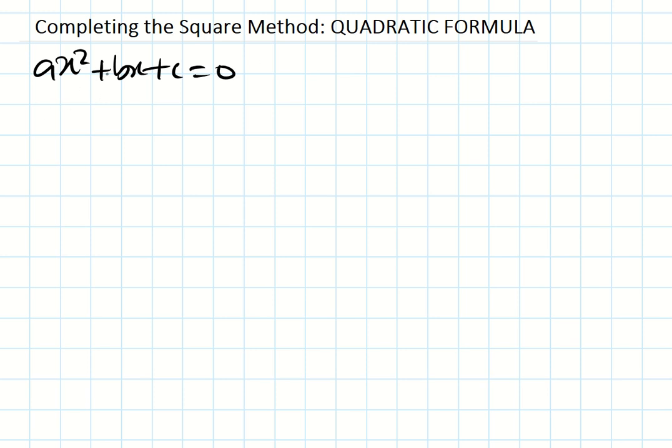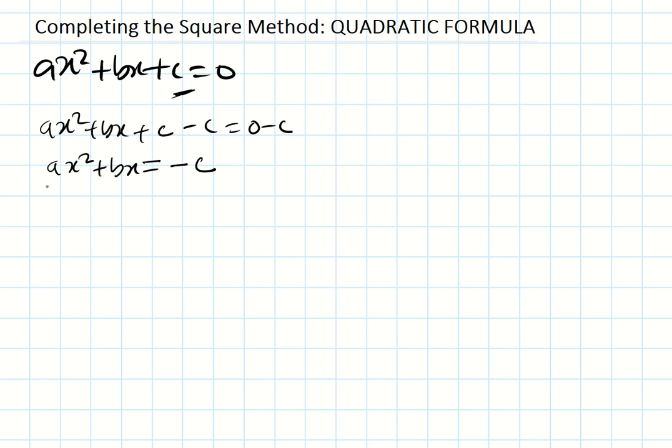Now we need to take this constant c to the right hand side of the equation. So we have ax squared plus bx plus c minus c is equal to 0 minus c. And we'll do that. We have ax squared plus bx is equal to minus c.